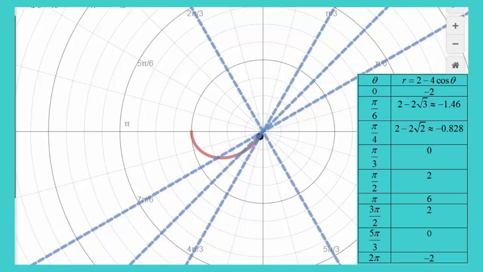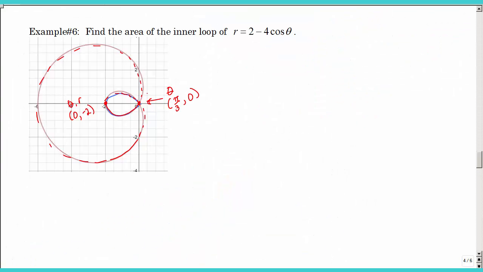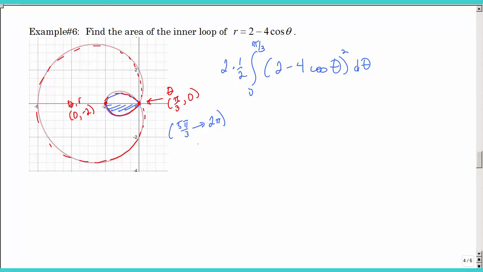That's one option. Another option is to take from 0 to pi over 3 and then double that. Always think about what your limits are. The easiest way I think to approach this is to go from 0 to pi over 3, which would give you this bottom half here, and then multiply that times 2. Or we could divide it into two integrals and go from 0 to pi over 3, and then from 5 pi over 3 all the way to 2 pi. But I think that's quite cumbersome. I think it's much easier to use symmetry and approach the problem this way.